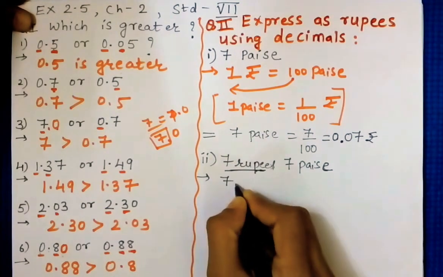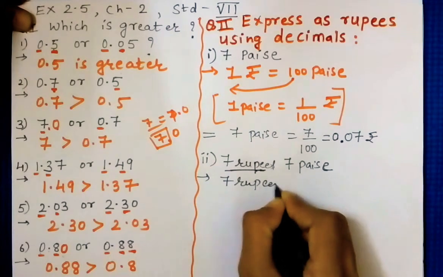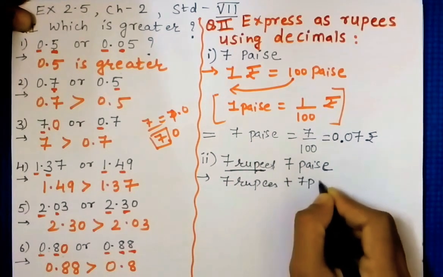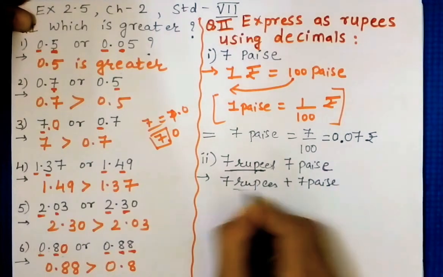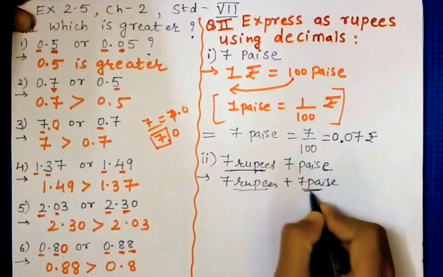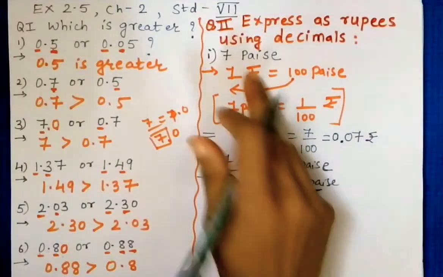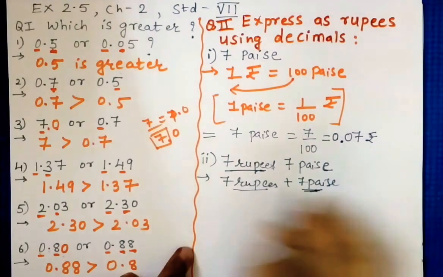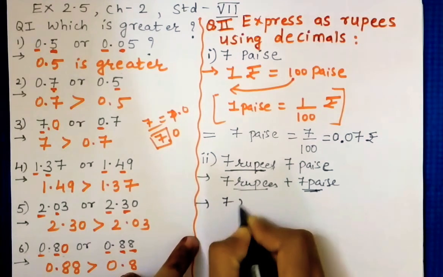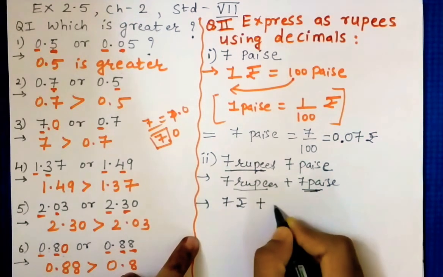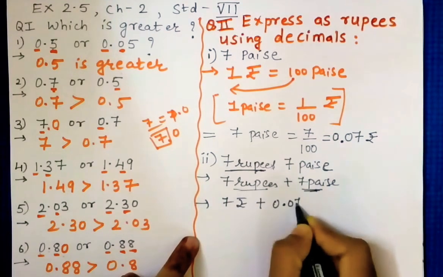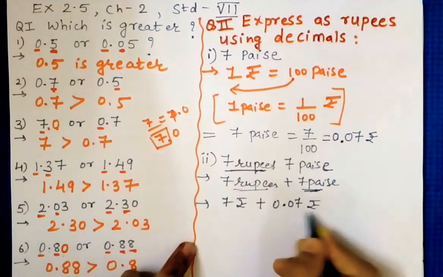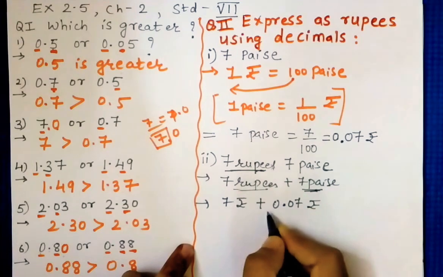So this is already in rupees, 7 rupees, and this is 7 paise. So this 7 rupees we don't have to convert, this we have to convert, 7 paise. That we have already converted. 7 paise means 0.07 rupees. So here 7 rupees plus here 0.07 rupees. We will take 7 upon 100 and we will get this.